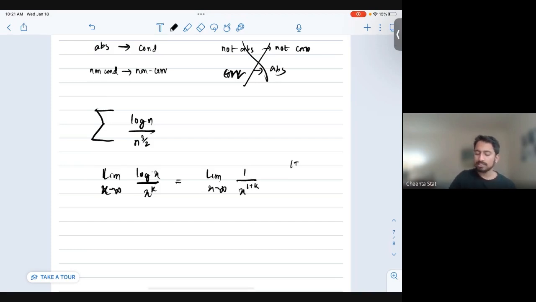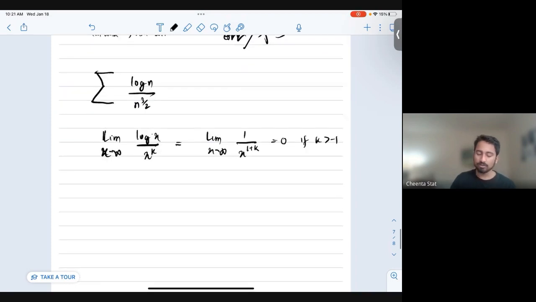So as long as k is greater than 0, or k is greater than -1, this will go to 0, right? Therefore, in the long run, you can see that x to the power k, for k greater than -1, surpasses log x. That means it goes above log x, for any k greater than -1. Even if it starts below, it will go above log x.